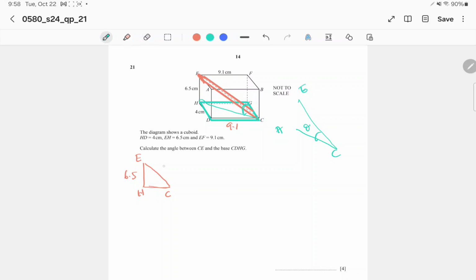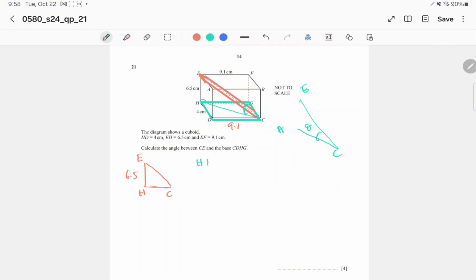So how to calculate? HD is 4 centimeters, they are given. DC is 9.1 centimeters. So HC is equal to root of 4 squared plus 9.1 squared, which is equal to 9.94032 centimeters. So HC is 9.940. We are calculating the base and then we are moving here. This angle is 90 degrees, so this theta we are calculating.